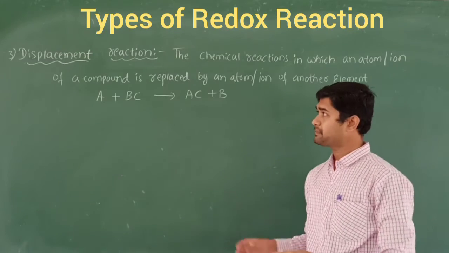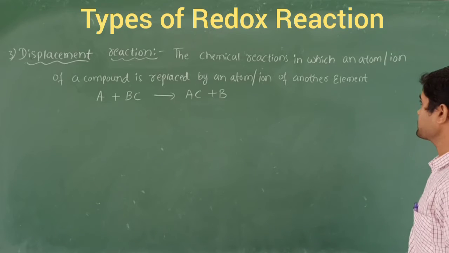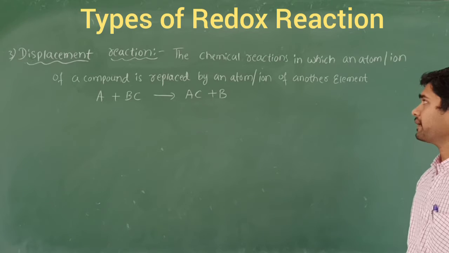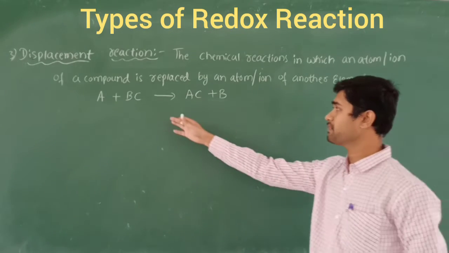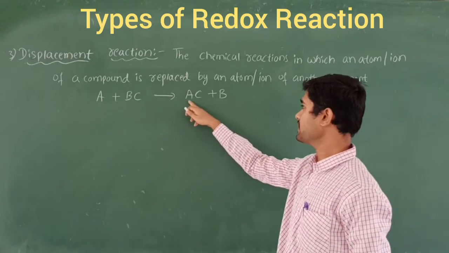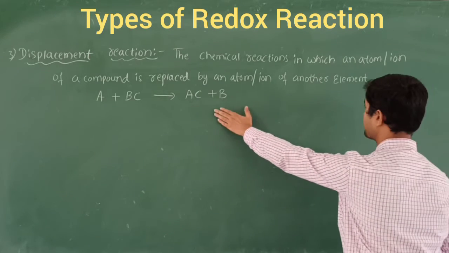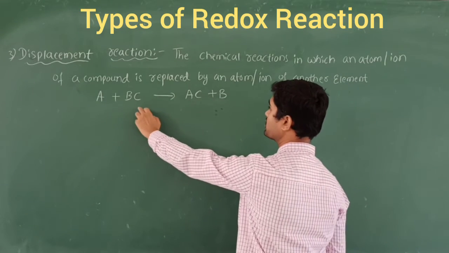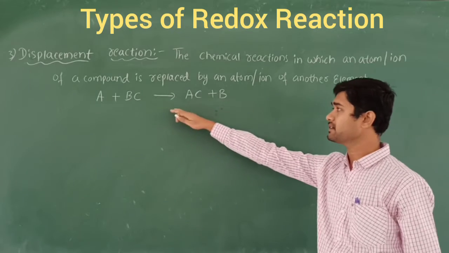Let's discuss type 3 here, that is called the displacement reaction. These are chemical reactions in which an atom or ion of a compound is replaced by an atom or ion of another element. This is the simple general form: A plus BC gives rise to AC plus B. So according to the statement, it is a chemical reaction in which an atom or ion of a chemical compound is replaced by an atom of another element. Like this, it is a general form.